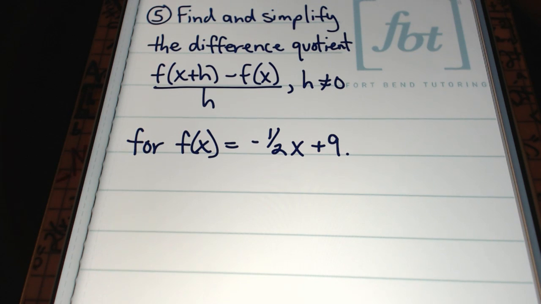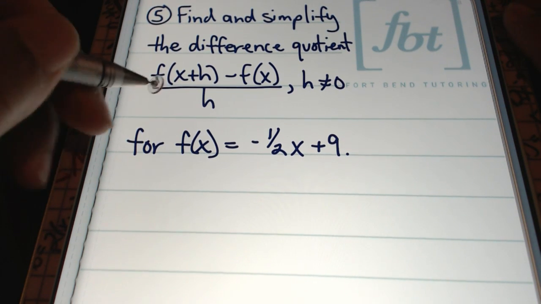Everything in moderation, Lewis. So here for problem number 5, guys, it says to find and simplify the difference quotient f of x plus h minus f of x divided by h, while h does not equal 0, and our function. That's right, Obina, we got to stay healthy. Our function here is f of x equals negative 1/2 x plus 9. So notice that this is the first function where we have a fraction involved. Let's see how this plays out.